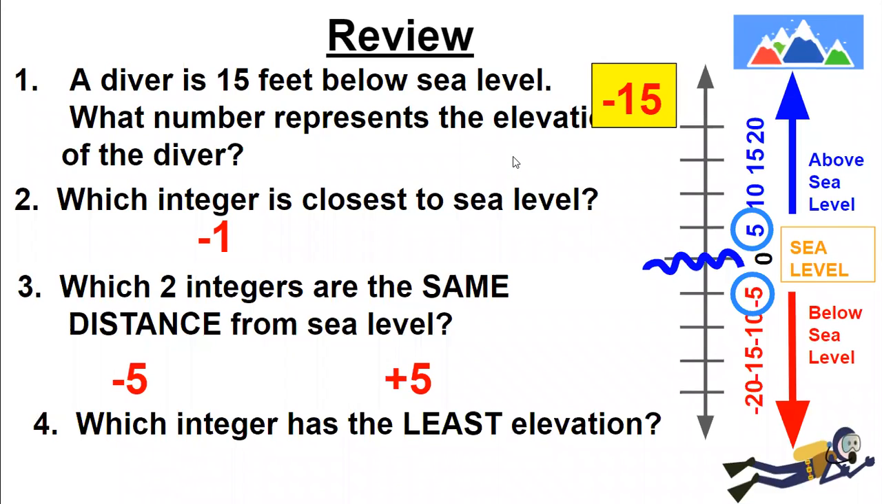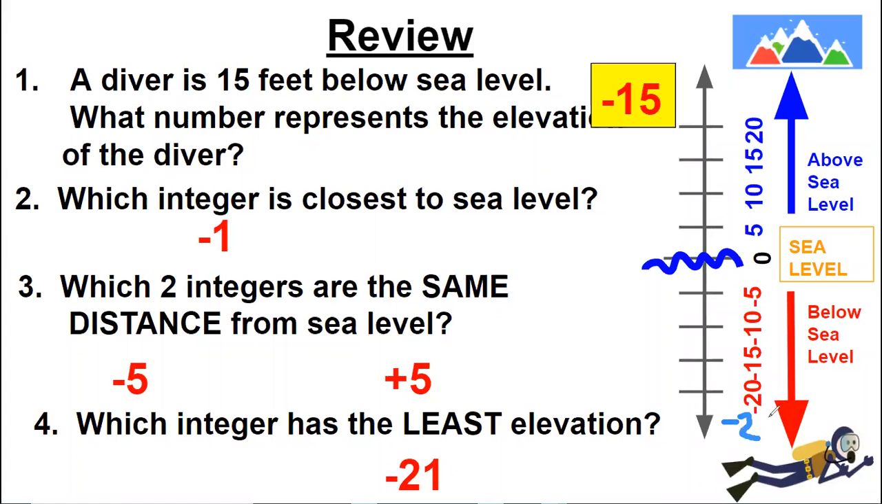Which integer has the least elevation? Here are your choices. Least elevation. That means which one is lowest under the ground? Which one is farthest away from 0 going in the downward direction? Let's get rid of negative 1. That's pretty close to 0, isn't it? Let's get rid of negative 19 and negative 4. So negative 21 is the farthest below 0. Negative 21 is down here. Negative 21. Okay, good job. Let's continue.